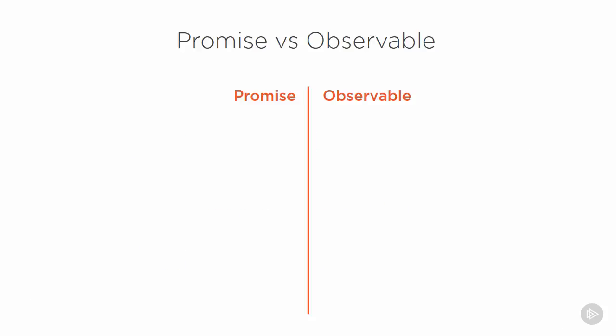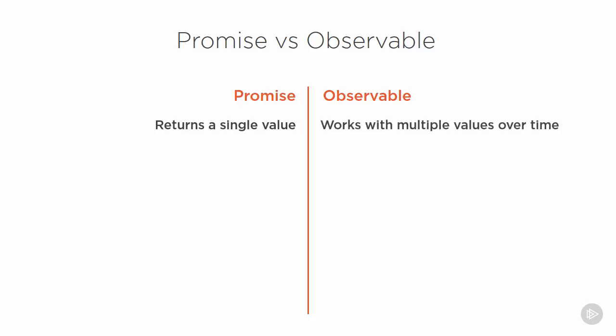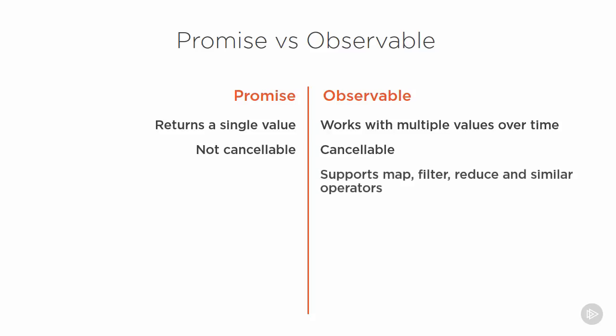You may have worked with asynchronous data in JavaScript previously using promises. Observables are different from promises in several ways. A promise returns a single value or error. An observable works with multiple values over time. A promise is not cancelable. An observable can be canceled. Plus, an observable supports map, filter, reduce, and similar operators.